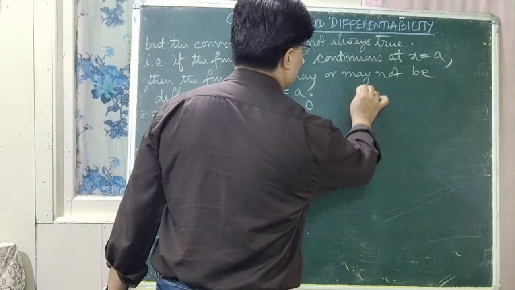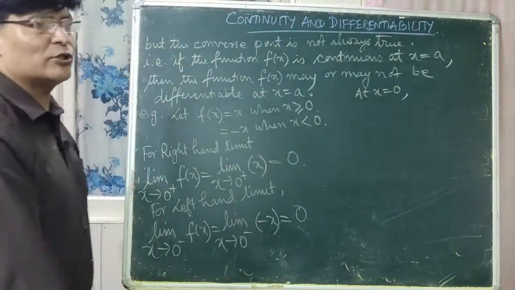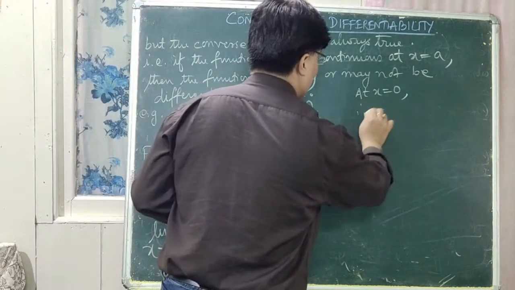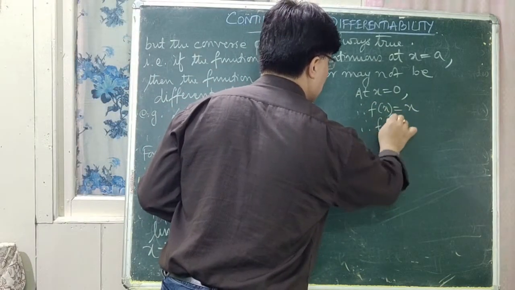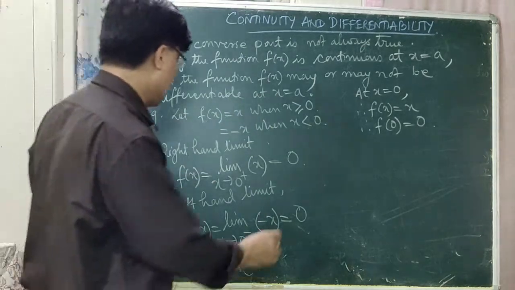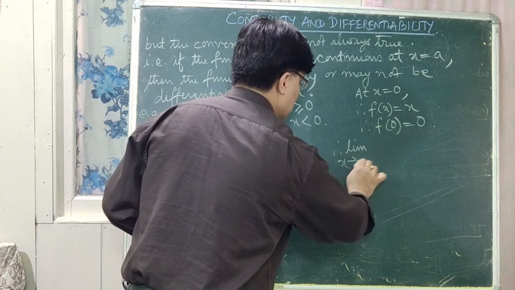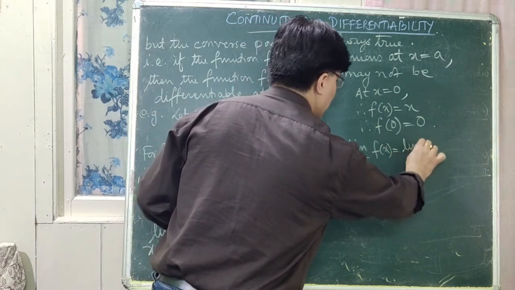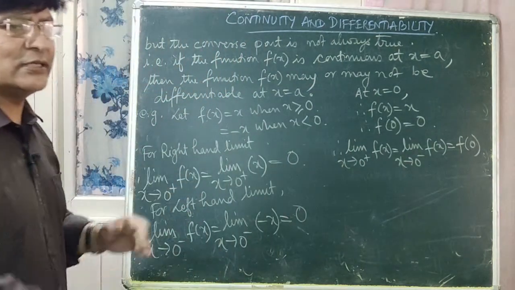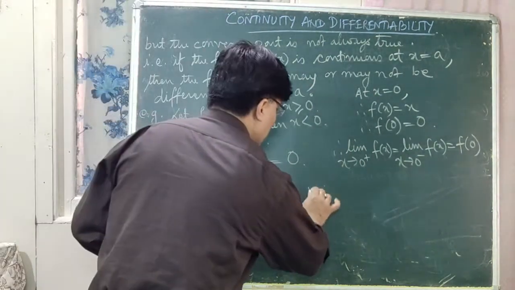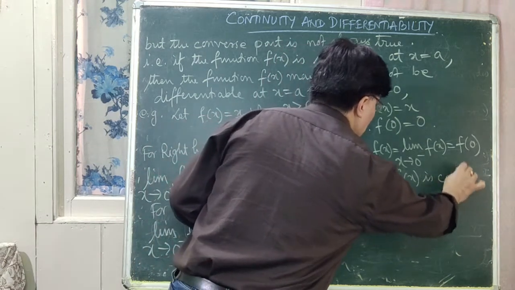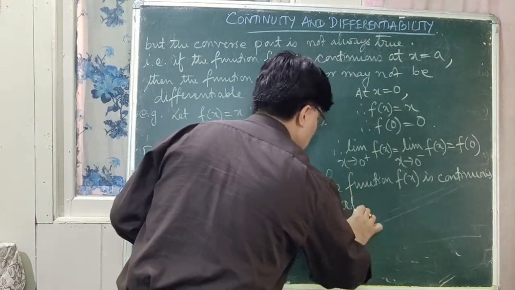Okay. Now at x is equal to 0, that means x exactly equal to 0, what is the value of f of x? When x is equal to 0, f of x is equal to x. Therefore, f of 0 is equal to 0. That means the right hand limit is equal to the left hand limit is equal to f of 0. That is, limit x tends to 0 plus f of x is equal to limit x tends to 0 minus f of x is equal to f of 0. That means all these three values are equal. So what can you write? Therefore the function f of x is continuous at x is equal to 0.